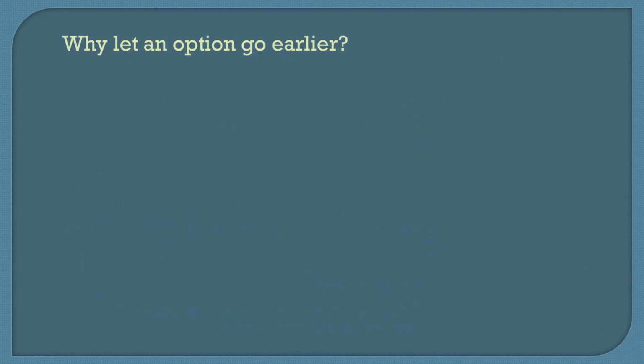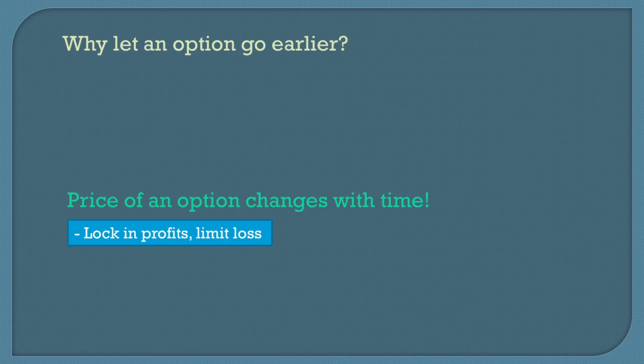Now, why would a person not hold his option until expiration and let it go earlier? Because the price of an option changes with time. The most common reason to sell an option earlier is to lock in profits or limit losses. Let's take a look at a quick example on this.